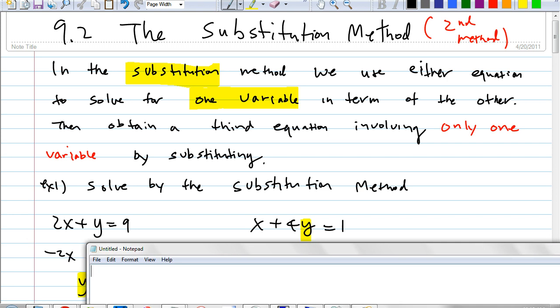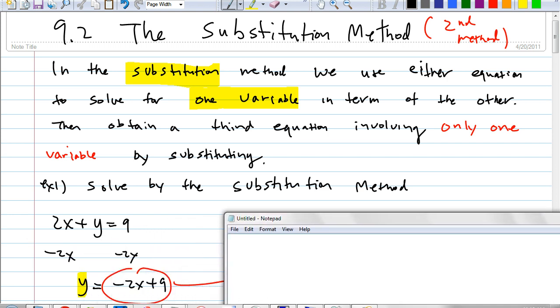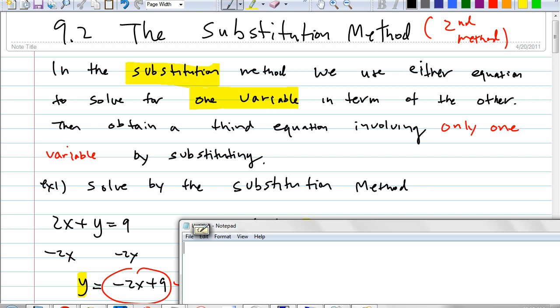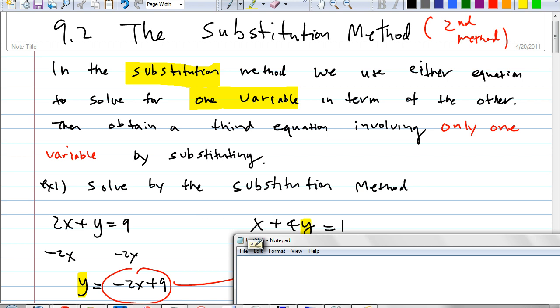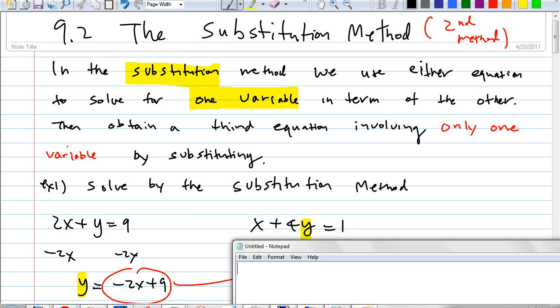So when you do, you get y equals negative 2x plus 9. Is that okay? Very good. So then, once you get that, what you do is you plug in that y into the other equation. That's why it's called the substitution method. You substitute it in. You plug it in. Because what it's saying right here is y is equal to negative 2x plus 9. So when you substitute y in here, you get.